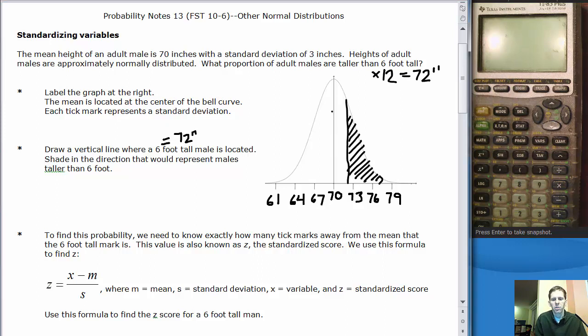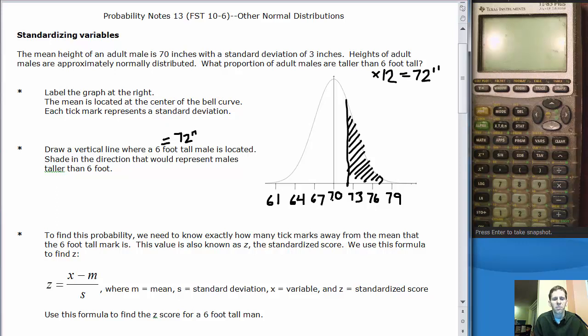Now I'm curious to figure out what fraction of this graph has been shaded in. You may remember from previous class that the area underneath this curve and above this line is 1, or 100%. So we've shaded in a little less than half of this graph. To find this probability, we need to know exactly how many tick marks away this value is right here. It's not quite 1 tick mark. How far away is this?